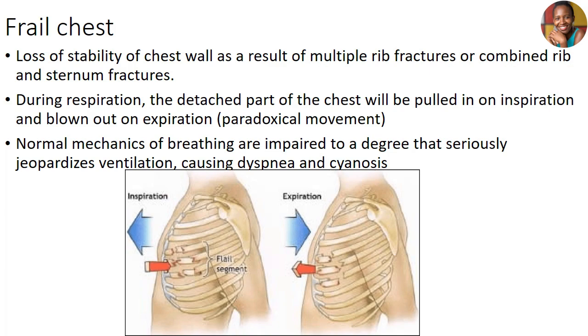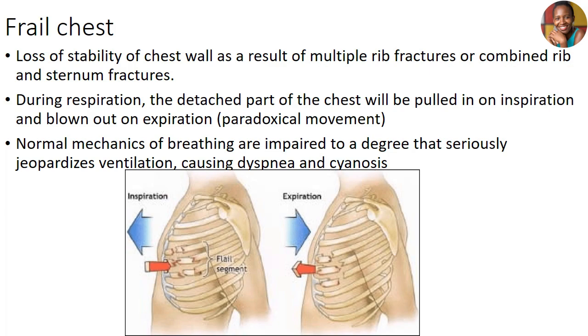So when you're managing a flail chest and you want to observe the mechanics of breathing, we say that there's a dysfunction in how the breathing mechanisms are happening, and so this tends to affect the ventilation of the patient, giving this patient a state of dyspnea, which means difficulty in breathing, and also a state of cyanosis.